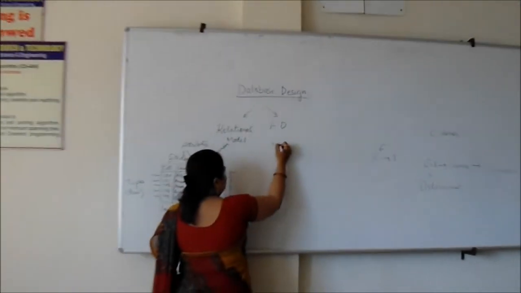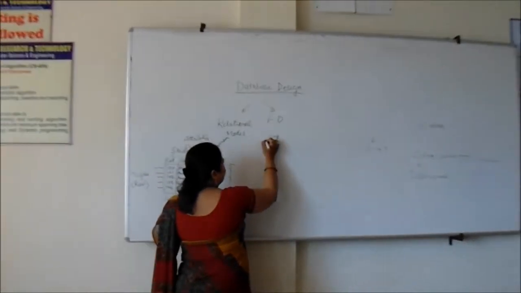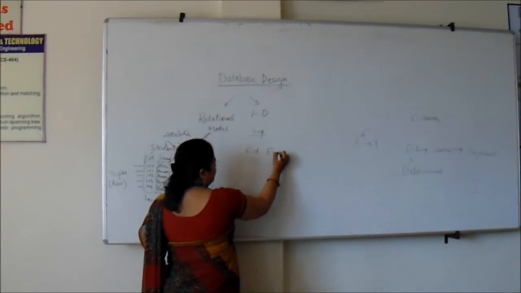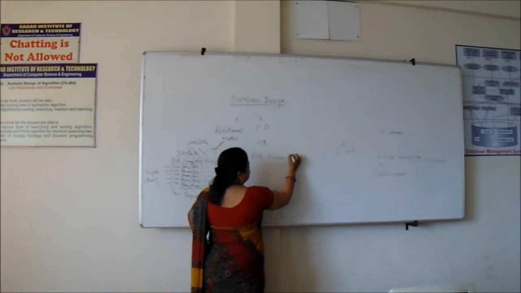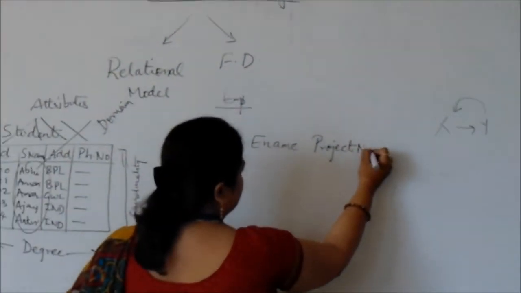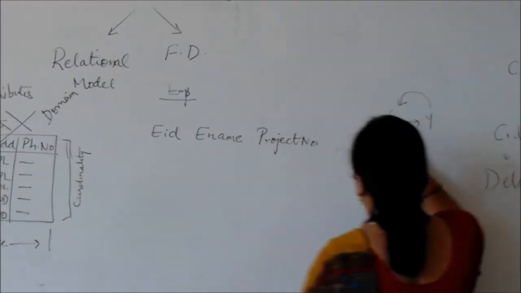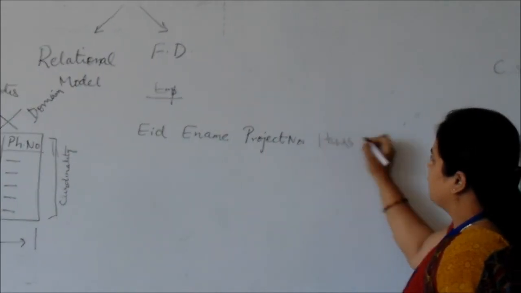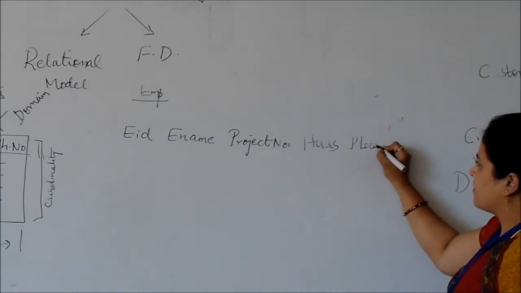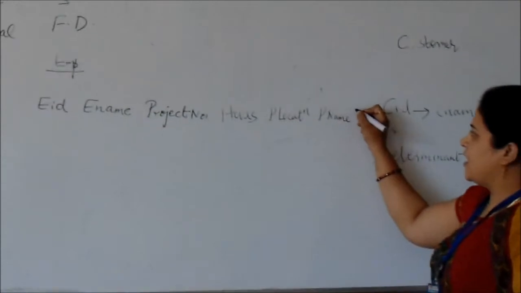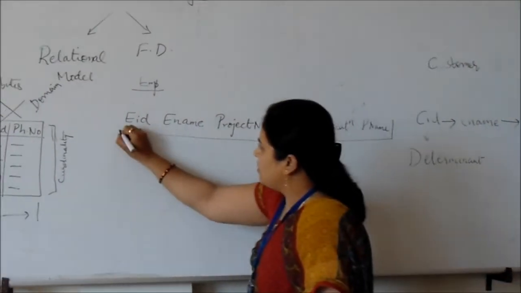For example, an employee can be identified with the help of various attributes like employee ID, employee name. Say an employee is working on a project, so project number, a number assigned to a particular project, number of hours, project location, as well as the name of the project. Because a company can deal with several projects at the same time.